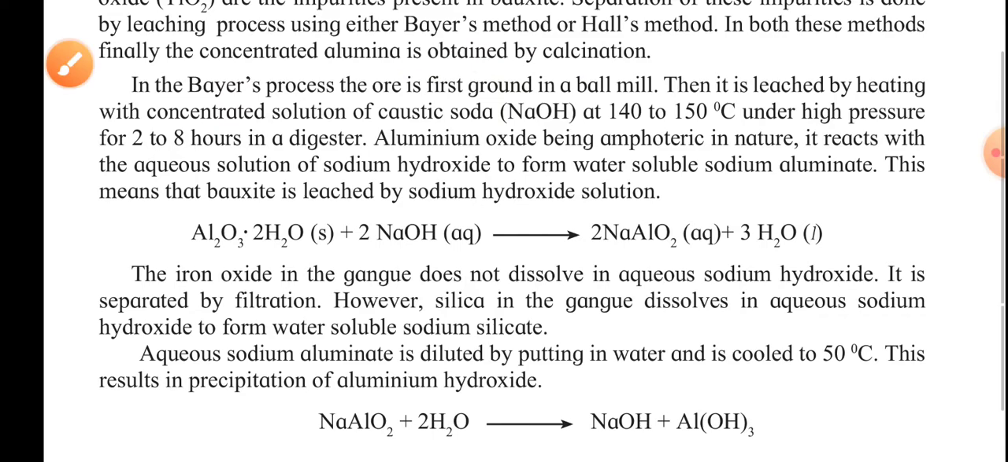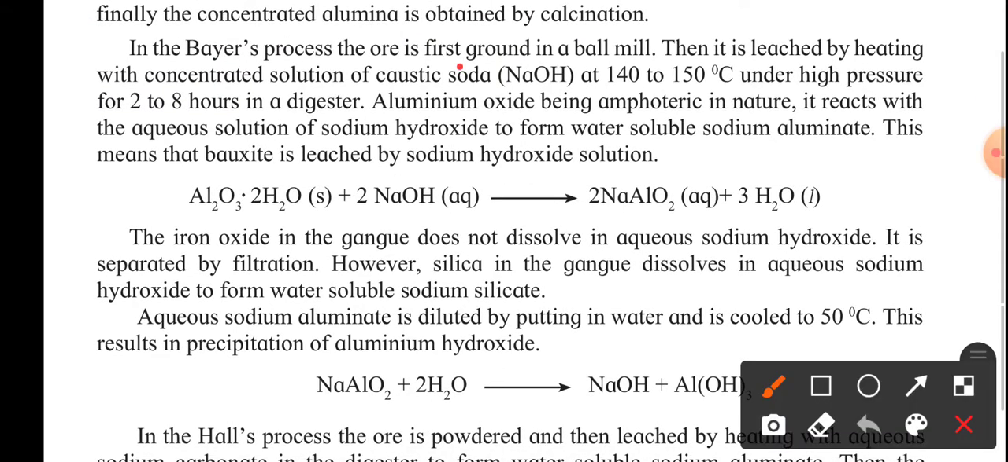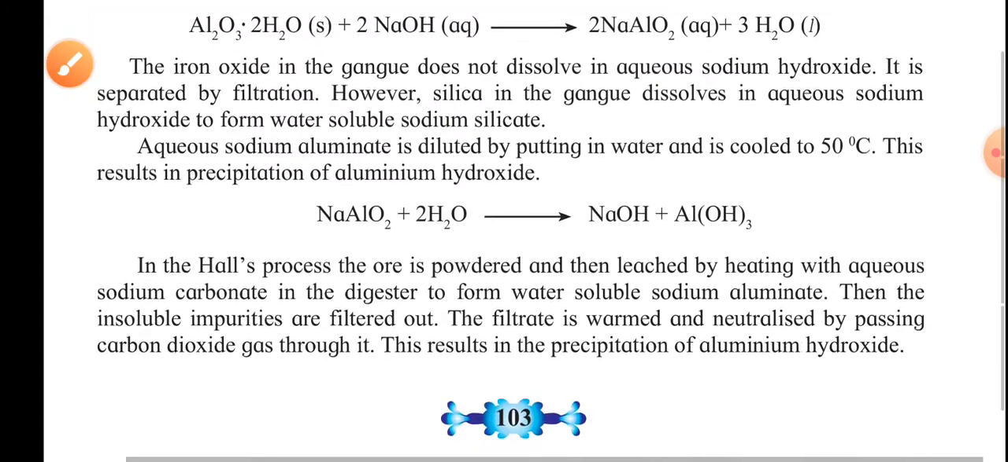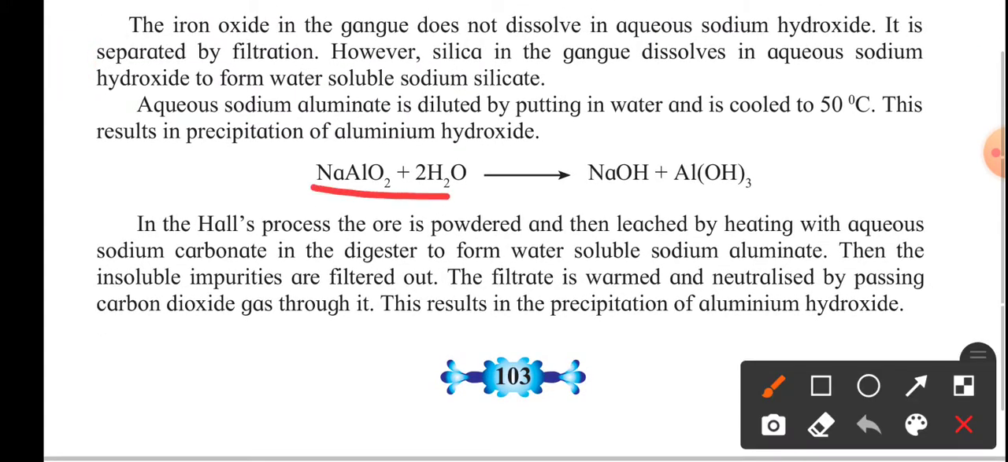The first one given here is the Baeyer's process. The ore is first ground in the ball mill. Then it is leached by heating with a concentrated solution of caustic soda, that is NaOH. You can see the reaction given here. It forms water soluble sodium aluminate. This means that bauxite is leached by sodium hydroxide solution. After that, the sodium aluminate reacts with water, and when cooled to 50 degrees Celsius it forms sodium hydroxide and aluminium hydroxide.